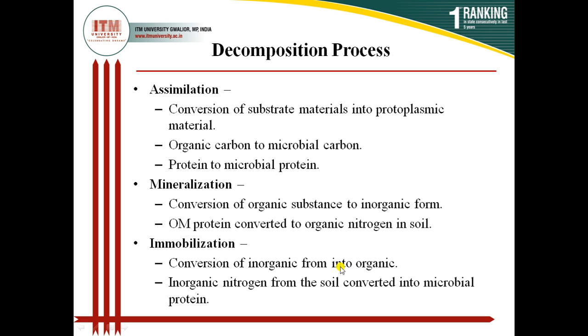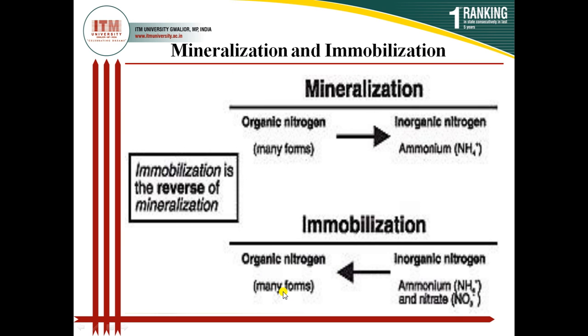But microbes are present there and it is converted into microbial protein and microbial carbon, which are simple organic matter, which again can be mineralized very quickly. Means inorganic nitrogen from the soil is converted into microbial protein. So this process occurs both ways. First is the decomposition, where it is converted into humus, and from humus it is converted into simpler microbial nitrogen and microbial carbon.